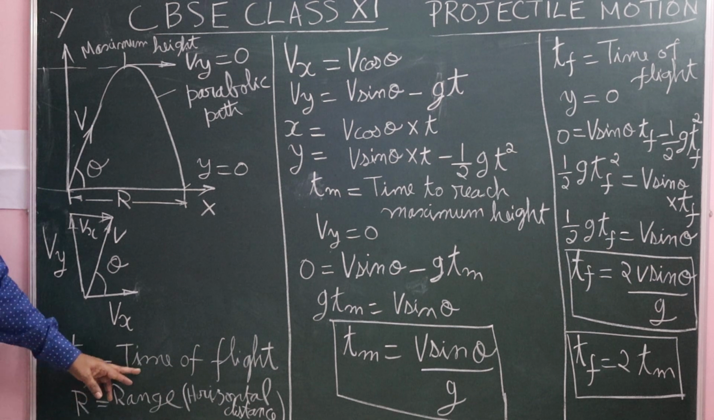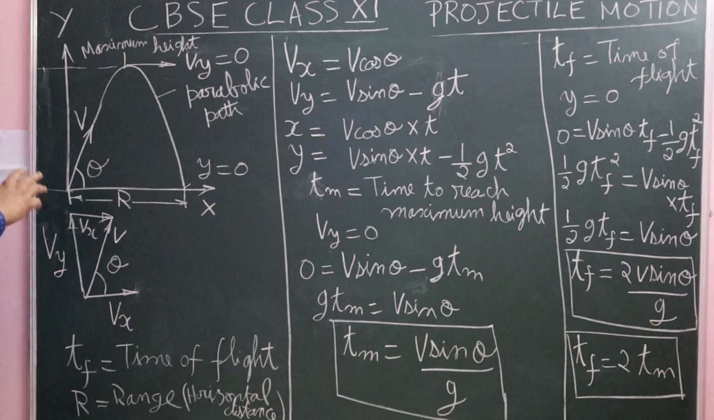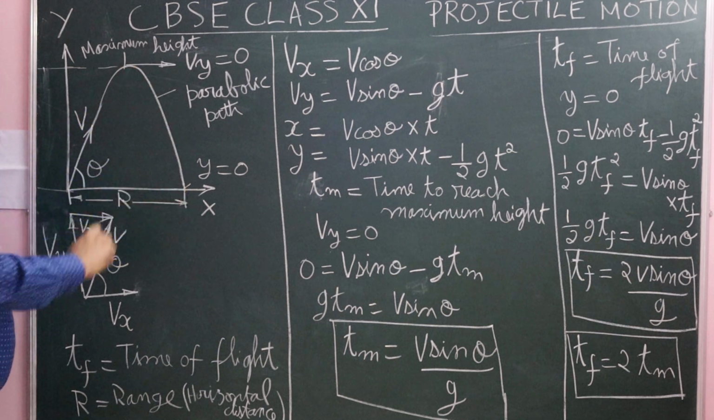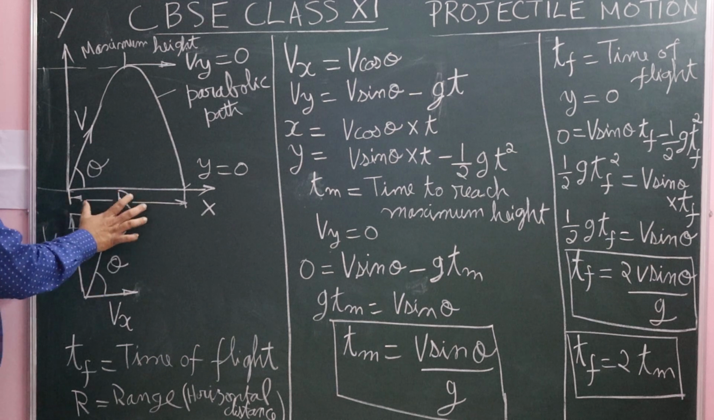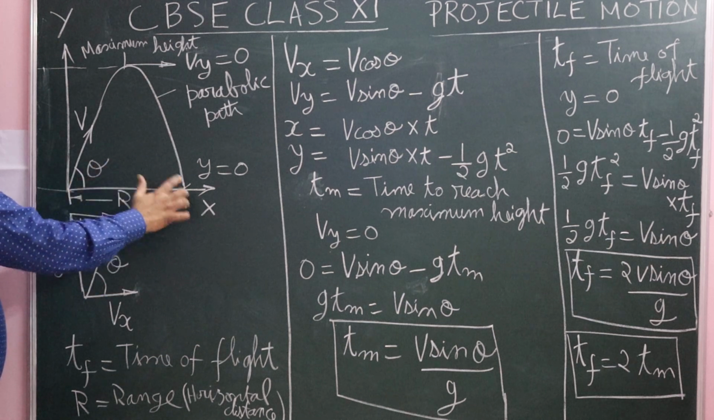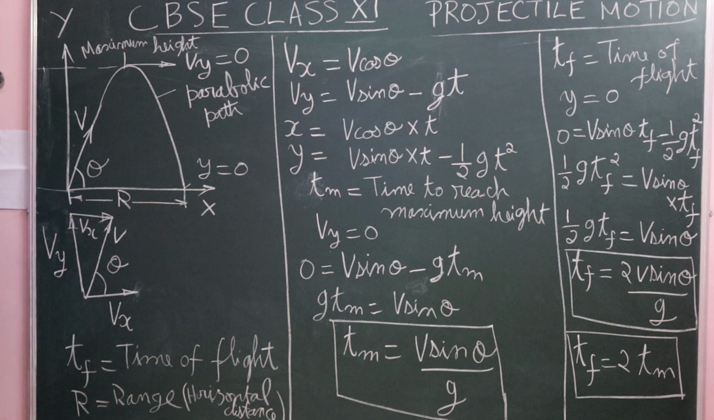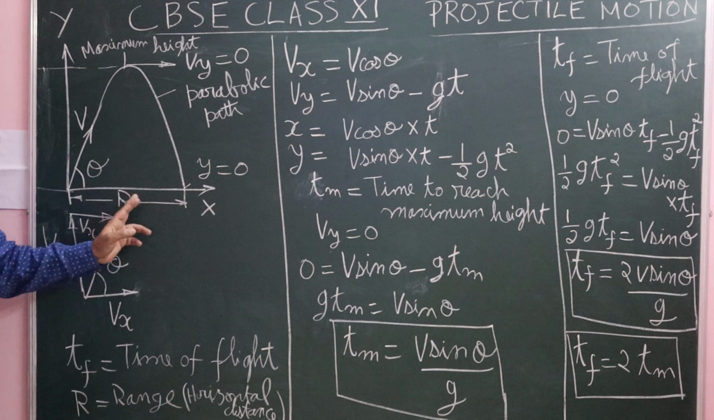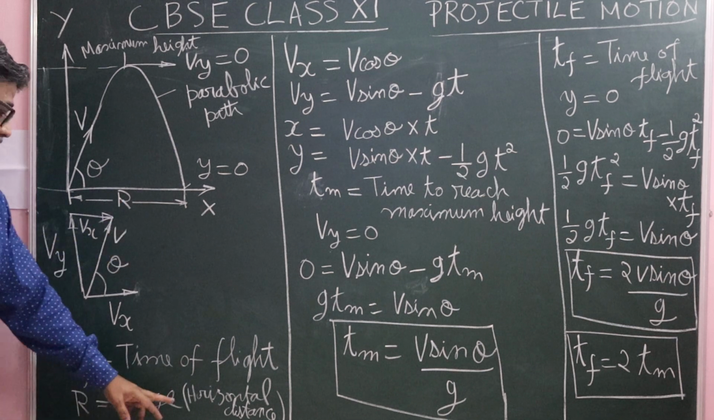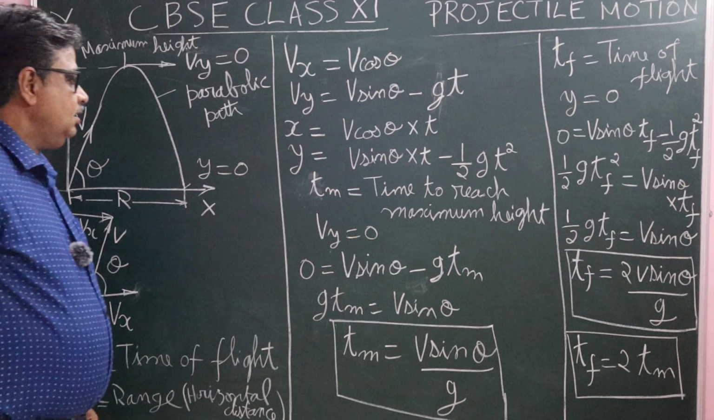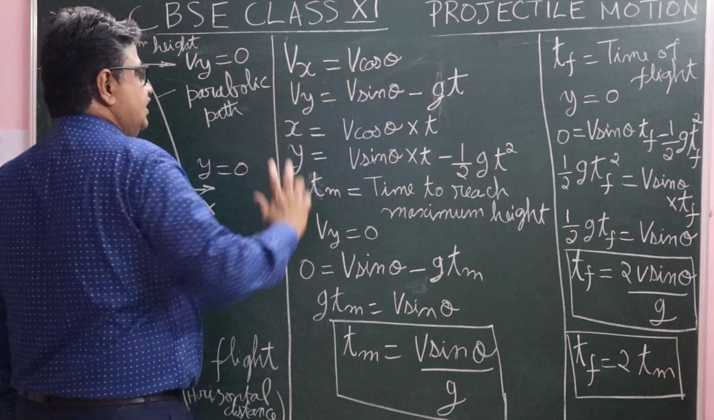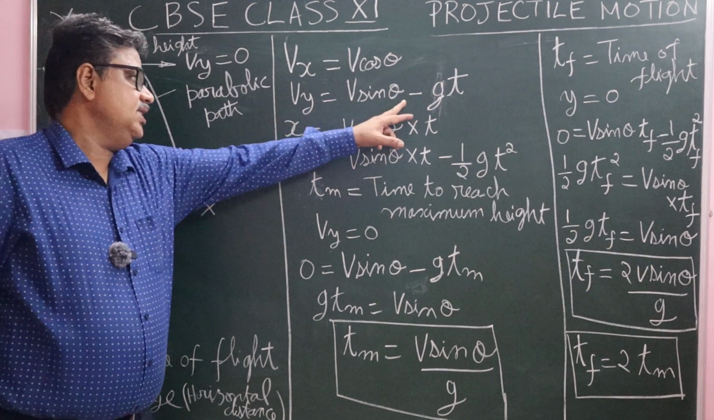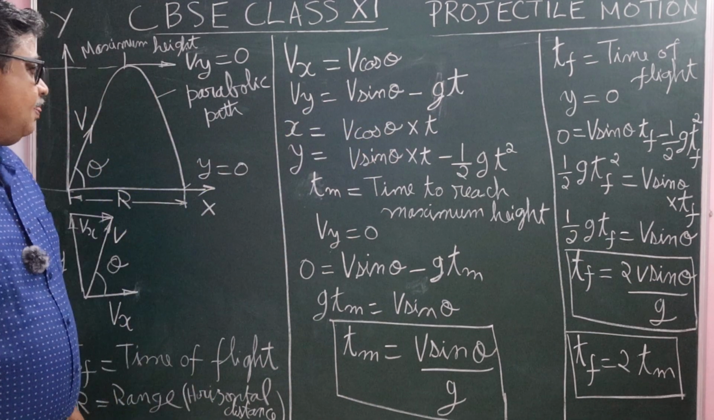Tf is equal to time of flight, that is the time taken by the object to go to the maximum height and then to come down. The time taken by the object to reach the earth once again is called the time of flight. R equal to range, that is the horizontal distance covered by the object. And Vx equal to V cos theta, we know that. Vy, vertical component of velocity, is V sin theta minus gt according to equation of motion.